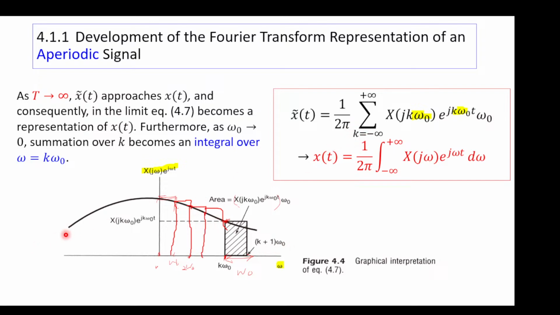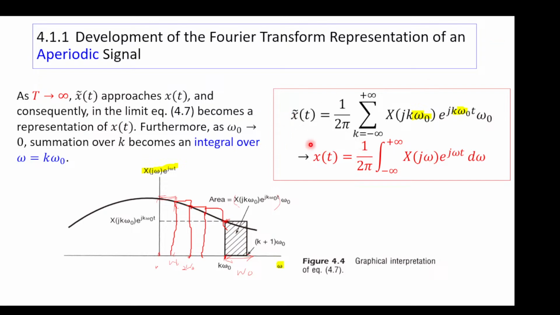So we see that this summation from k minus infinity to plus infinity is a rectangular approximation of the area under the curve. And when you take the limit of omega naught going to 0, which is what happens when big T goes to infinity, the summation actually becomes just the integral of this function. So that's 1 over 2 pi times the integral of big X of j omega e to the j omega t d omega. Okay, so that's the derivation.